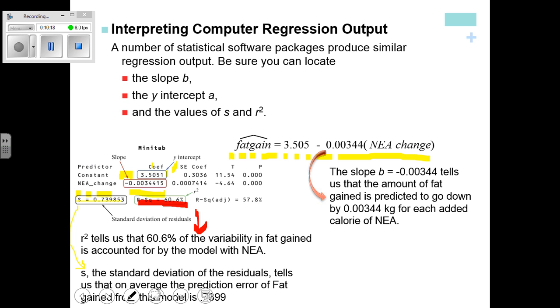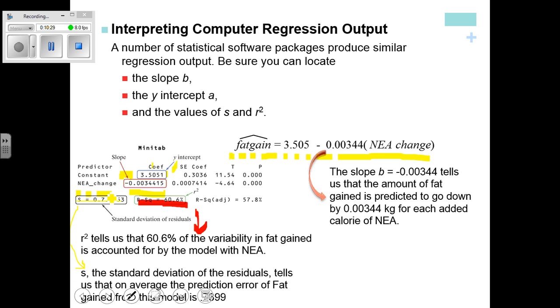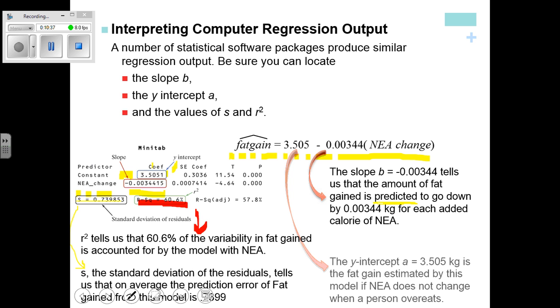So each 1 unit increase in X is how much is predicted to be changed for the Y. Make sure you include that predicted. That is key, because this isn't going to happen every time. That's just what the line is predicting that it'll happen on average.